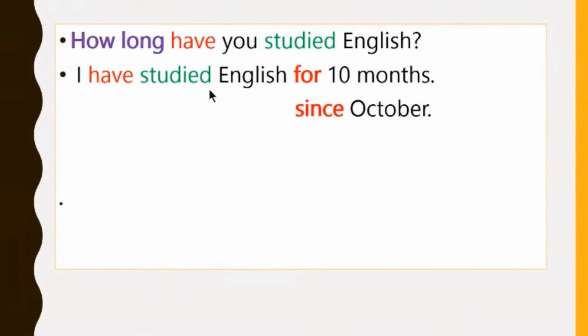How long have you studied English? You can say, I have studied English for 10 months. I have studied English since October, since November. Yeah, so please think about how long have you studied English? 10 months, 11 months, 12 months, since October, since November, since December. Think about your answer.